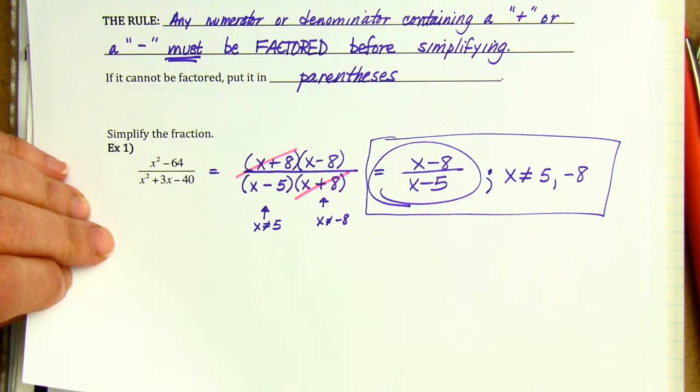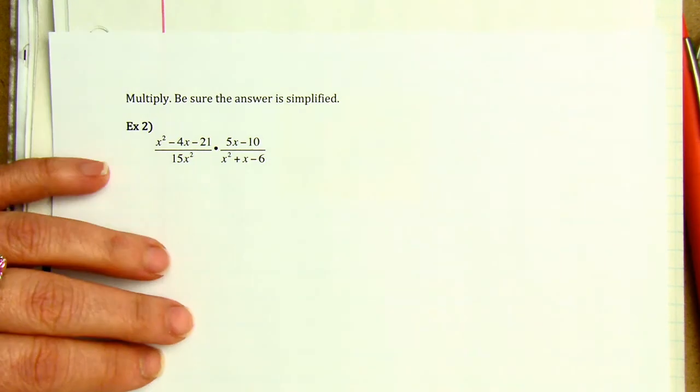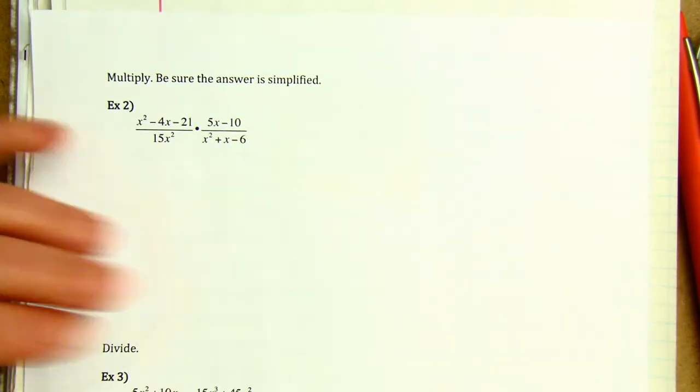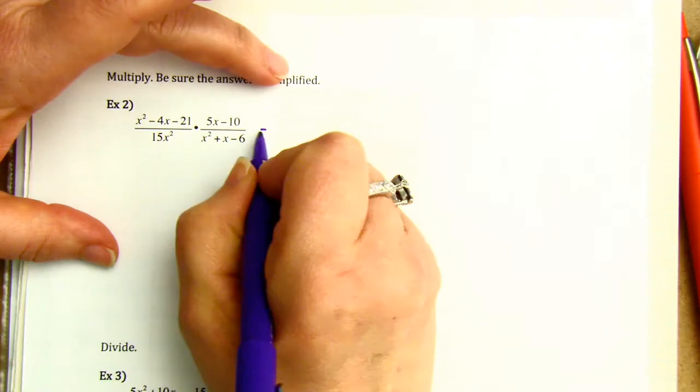We've got 2 more examples. I will do this first one with you, and then for the next one, which is a division problem, but we already talked about changing the division to multiplication and inverting the divisor. I'm going to ask that you pause the video and do example 3 on your own. But we will do together example 2.